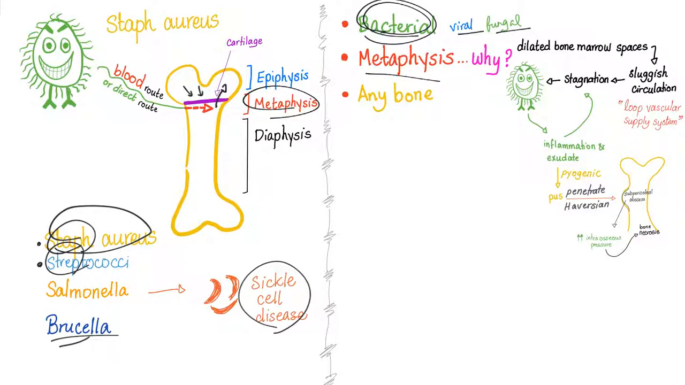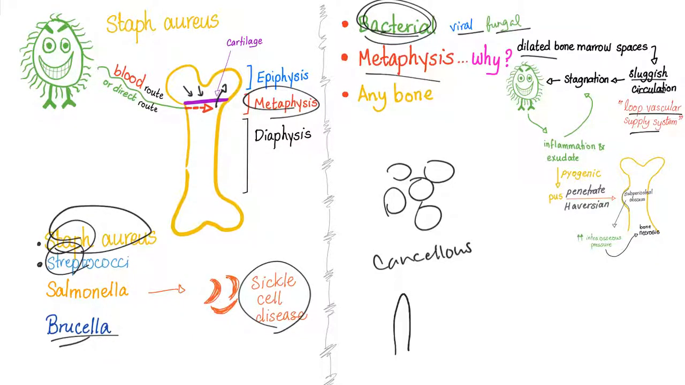Metaphysis. Why the metaphysis? It has dilated marrow spaces like this. It has cancellous bone, which is less strong than the compact bone. And also it has sluggish circulation called loop vascular supply system. It's like this, blood vessel coming up and coming down and coming up and coming down. This gives the bacteria a chance to stay in this location for a longer period of time, causing stagnation and inflammation, etc. This is an ugly, nasty pyogenic infection, and pyo means pus.